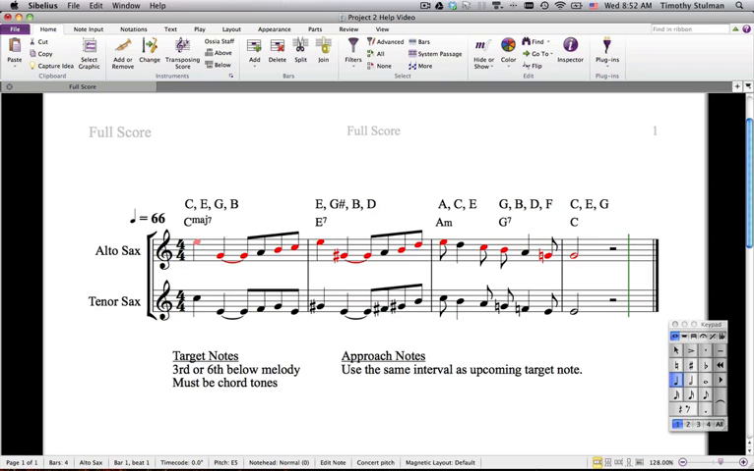Notice how the melody blends with the harmony. We don't hear two independent lines, but rather a single line that's thicker, richer, and stronger than it would have been if we had the melody alone.